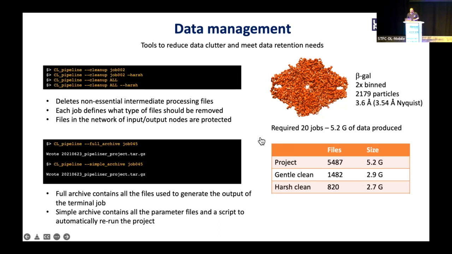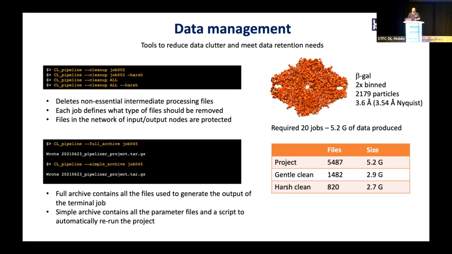The second data management tool is this archiving tool. So there are two types of archives. The first is a full archive, which takes the terminal job and all of its parent jobs, bundles all of the directories that they were done in into a single archive, and packages them up neatly. So this is complete, exact preservation of your entire workflow and all your data. And the second is the simple archive, which rebuilds the directory structure, puts in the parameter files, and then gives you a script which allows you to run the entire project from start to finish. So all you need to do is give it the raw data and press go.